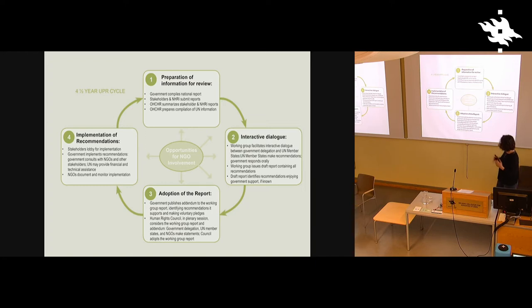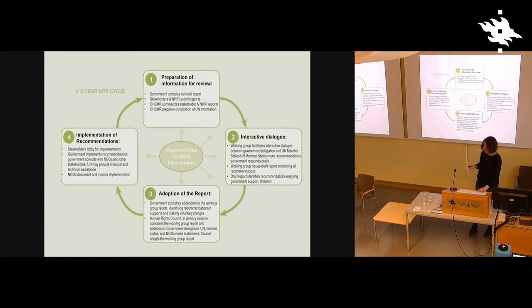And then the third stage of the mechanism is called the adoption of the reports. It's a few days after the review. It's the moment during which the state under review explains in front of the working group which recommendations it has adopted, it has agreed to implement. And finally, the fourth stage is the implementation of recommendations before the next review, during which the state of implementation is going to be evaluated again by the working group. Does it make sense?